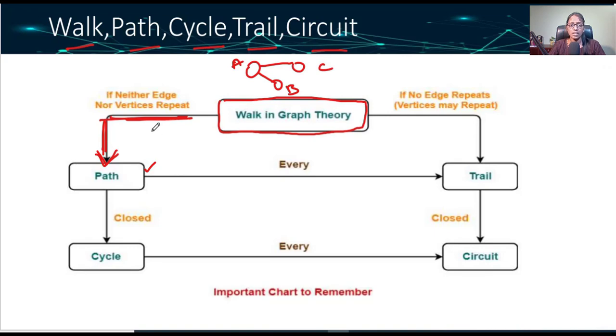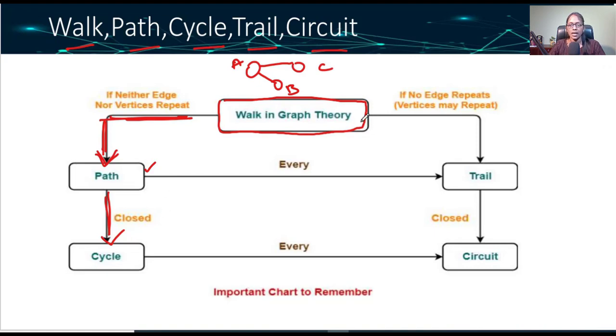In this path, if it is closed, then it is called a cycle. Remember, if no vertices are repeated and no edges are repeated in the walk, then it is called a path. If the particular path is closed, then it is called a cycle.